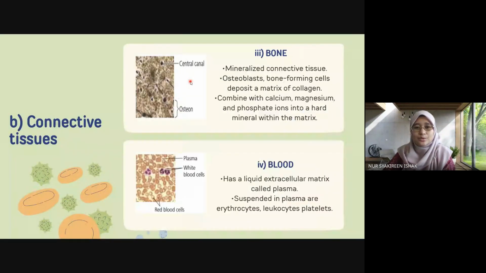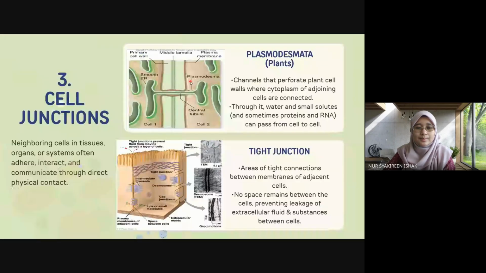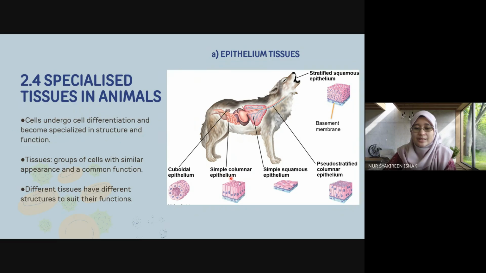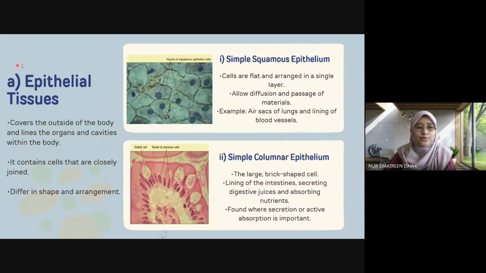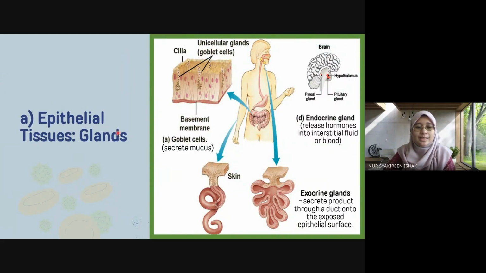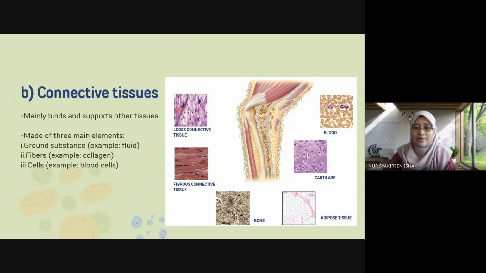For animal tissue, just to recap, you have to know the shape of the cell: squamous, columnar, cuboidal; and the layers of cells: simple, stratified, and pseudostratified. And then you have to know the examples of epithelial tissues, the examples of glands, endocrine, exocrine, goblet glands, and examples of connective tissues. In this one, you have to match with the correct tissue and the correct structure.